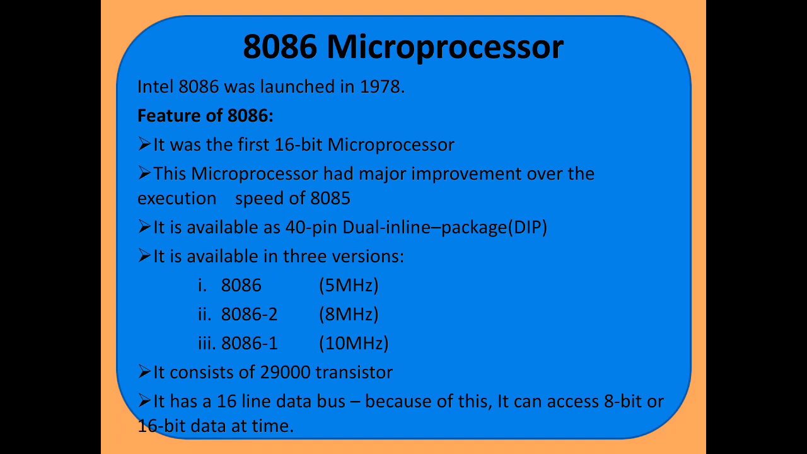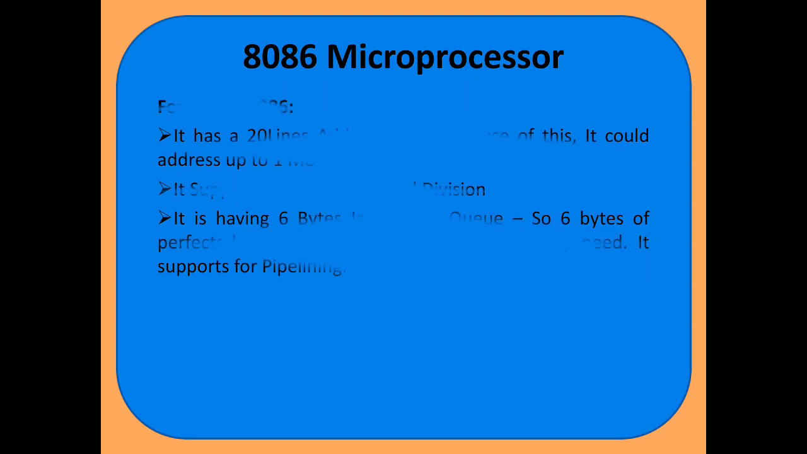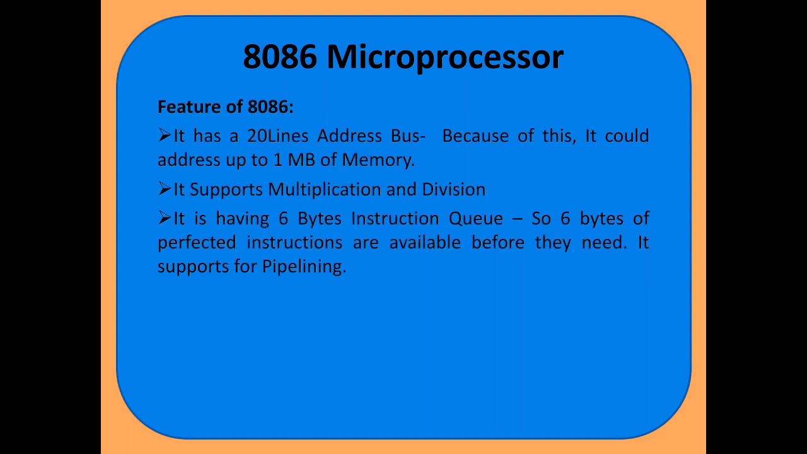It consists of 29,000 transistors, and it has a 16-bit data bus. Because of this, the 8086 microprocessor can handle 8-bit data or 16-bit data at a time, and it has 20 address lines. Because of these 20 address lines, the microprocessor is capable of addressing up to 1 megabyte of memory. The 8085 does not have instructions for multiplication and division, but here in 8086 we have instructions for multiplication and division.